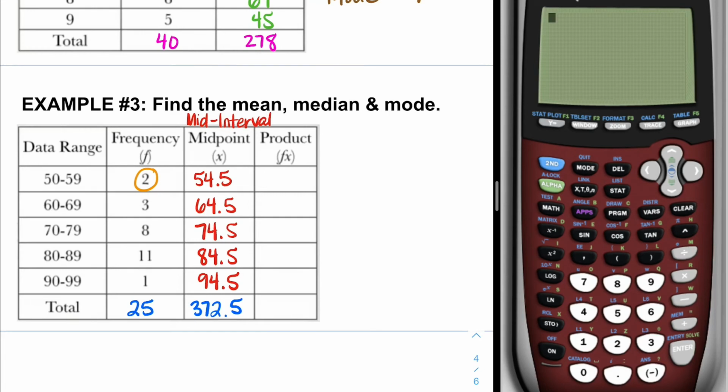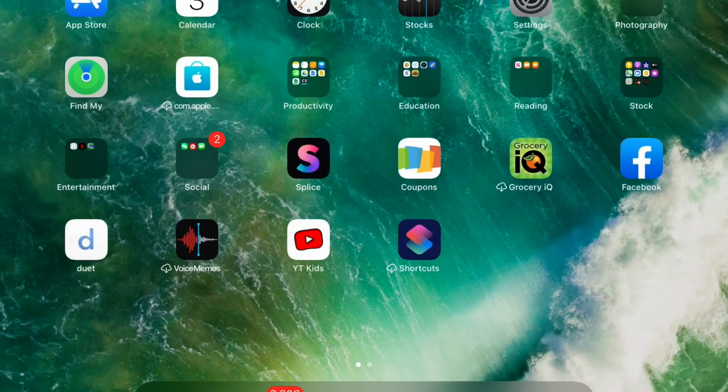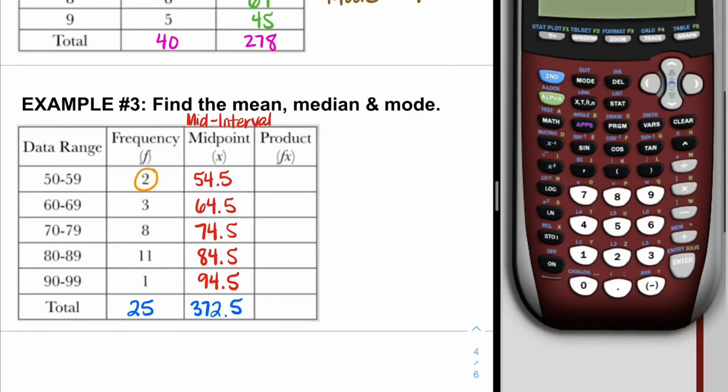So we can't say 2 times 50 to 59. That makes no sense. We have to multiply the frequency by the mid interval. The mid interval is like your central value to represent the entire class, so to speak. So when we multiply 2 times 54.5, we get 109. And if we multiply 3 times 64.5, we get 193.5. I'm just going to multiply the frequencies by the midpoints, or mid intervals.